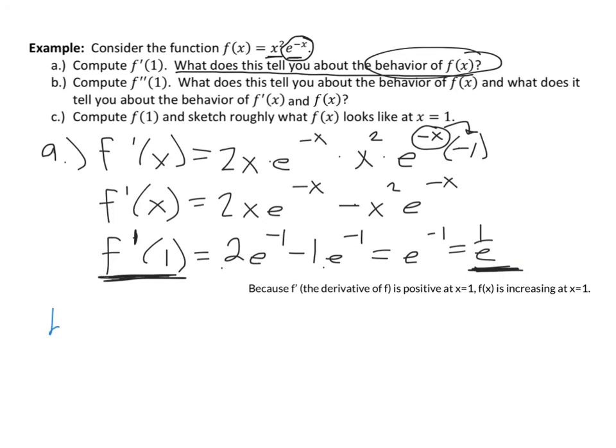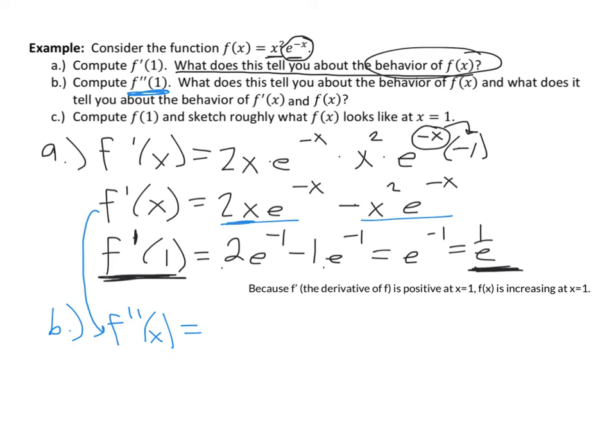Now part B asks us to compute f double prime of 1. So to do that, I'm going to need to take the derivative of this. Now, there's going to be a lot of symbols here because I have 2 different parts and each of them requires a product rule and a chain rule. This isn't hard, but we want to make sure that we're careful.